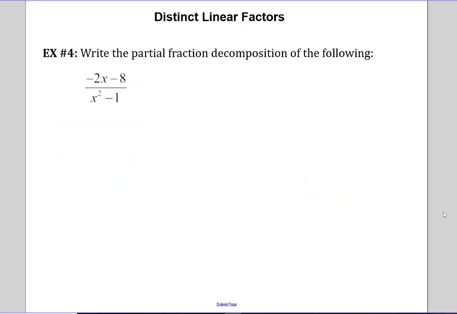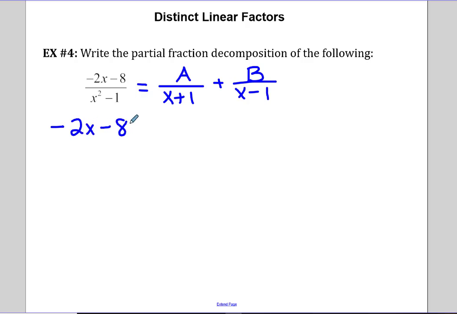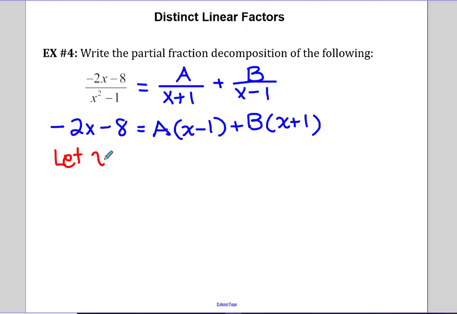Here's one with an x squared minus 1 term. So we have the difference of two squares, x plus 1 and x minus 1. And first I'm going to clear the fractions. So we only have an equation with no denominator. We have a times x minus 1 and b times x plus 1. And again, I'm going to use the cover-up Heaviside method.